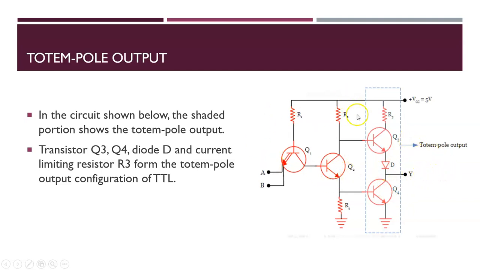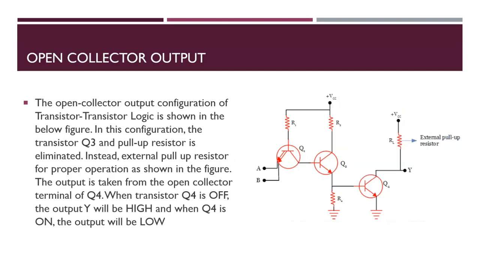So this is an overall configuration of the totem pole, which has been very much useful, and this configuration is used in the 74 series of TTL gates. Mostly in our labs we have this 74 series of TTL gates that you can check. Another output configuration is TTL open collector.